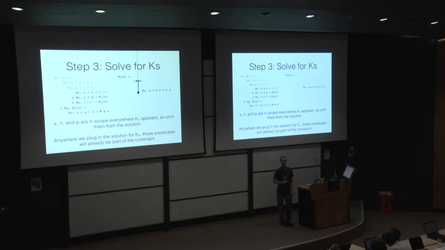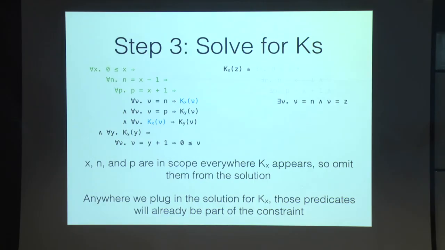So you'll notice that the constraints on the left maintained the scoping structure of all the variables. And in particular, x, n, and p are all in scope everywhere where kx appears, both on the right and on the left. And so we can actually leave out those green predicates about x, n, and p from the solution for kx. We can omit them entirely.